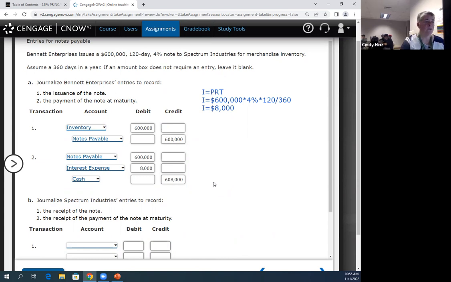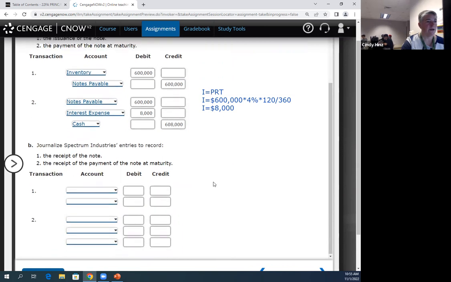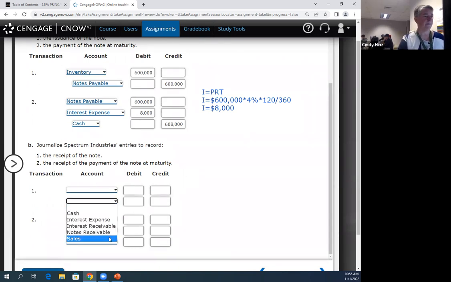I'm going to ask you to do part B on your own. I'll give you just a moment to do that. We already talked about what the first transaction would look like from the lender side, or from Spectrum's side, so you should be able to do that.